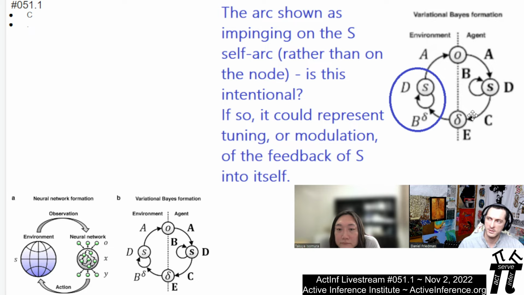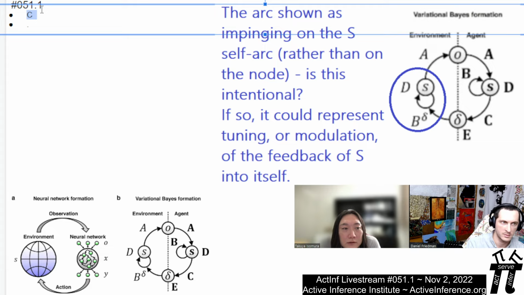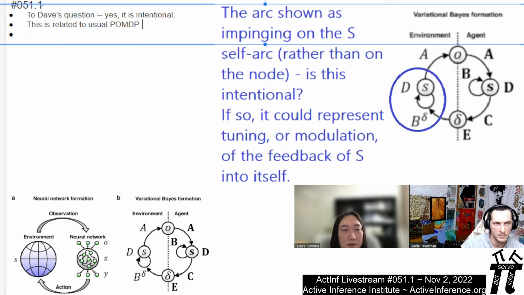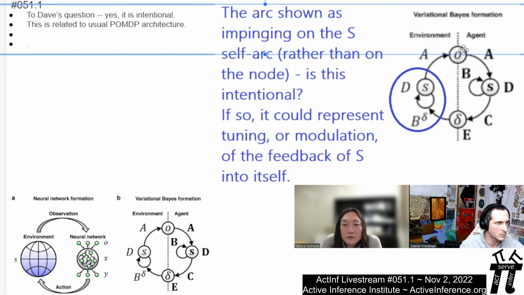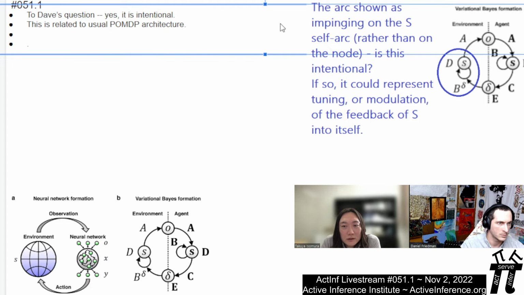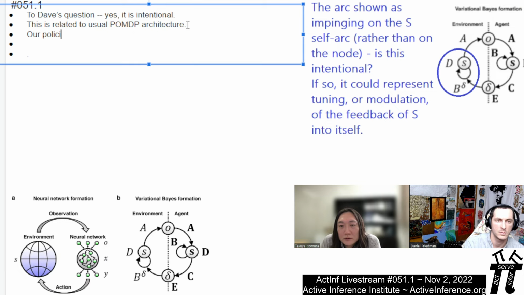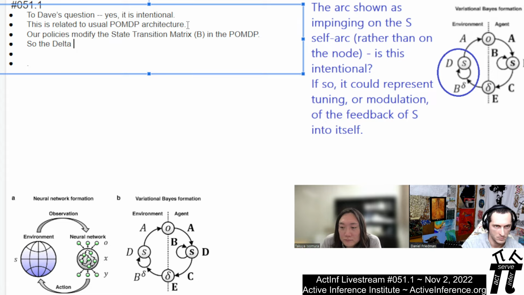It's intentional, yes. I think it's related to the usual formulation of the POMDP architecture and active inference context, in the sense that our decision or policy in the usual setting modifies the state transition matrix, the B matrix, right? So here delta is an alternative of policy of the agent. So basically, B delta indicates a state transition matrix under a particular decision which the agent made. So in that sense, what the agent changes is the state transition matrix, not the state itself directly. That's why we use this illustration.